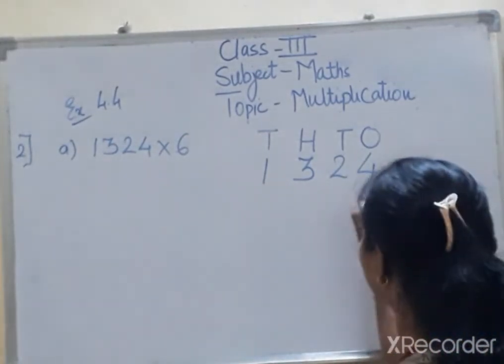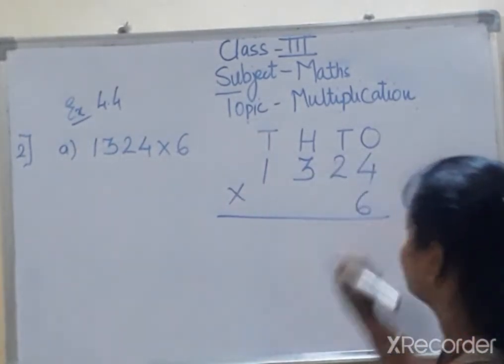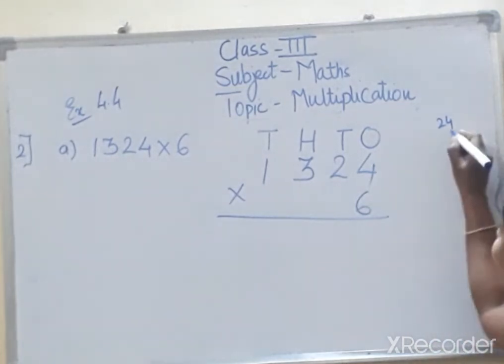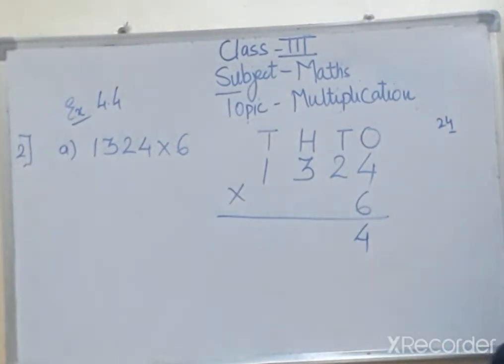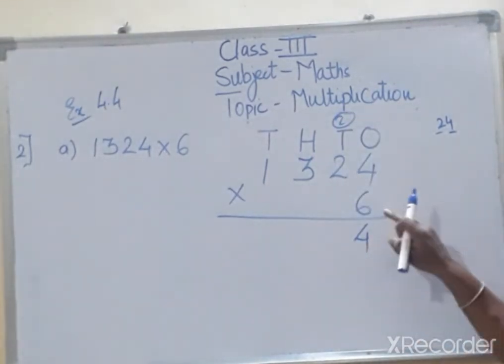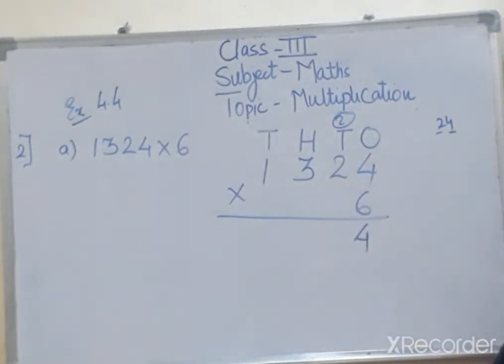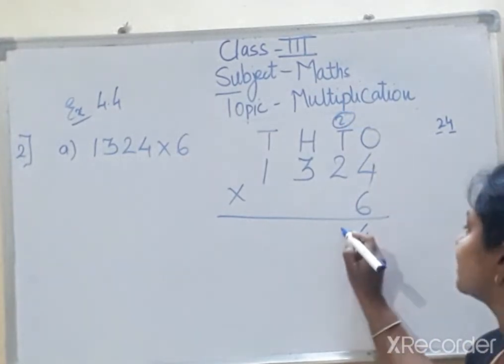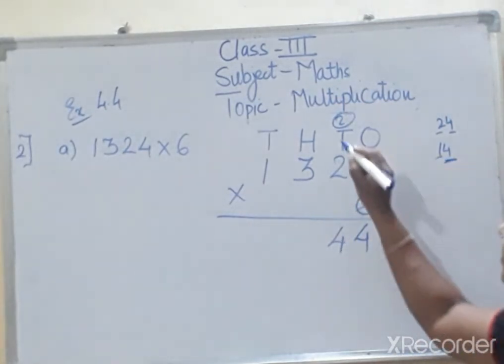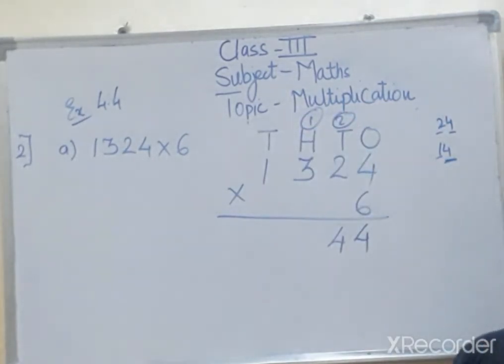Yes. Multiply by 6. Start from the ones. 6 fours are. What is 6 fours are? It is 24. So what we will do? This 4 will be written in the ones column and the 2 will be carried to the tens column. Next, multiply the tens. 6 twos are. What is 6 twos are? 12. 12 plus 2, that is 14. Again this 4 will be written here and the 1 will be carried to the hundreds column.